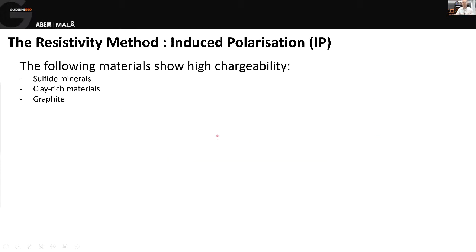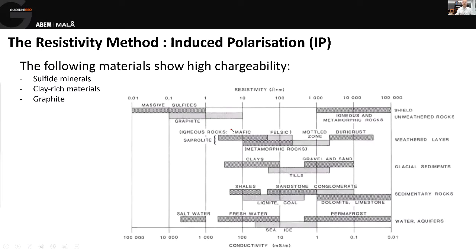So why do we want to measure the IP effect and determine the chargeability? Well, some materials have a high chargeability associated with them. So big sulfide mineral bodies do. Clay deposits, anything with a lot of clay minerals in it will have high IP, high chargeability. And graphite also has a distinct IP effect, a high chargeability associated with it. But we can also just use it as a secondary data set to aid our interpretation.